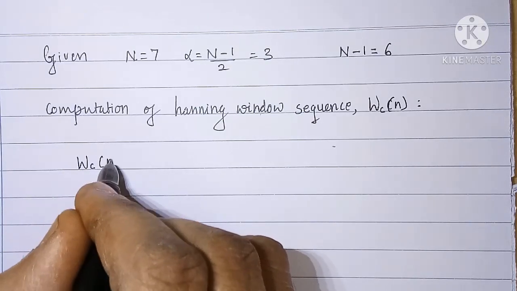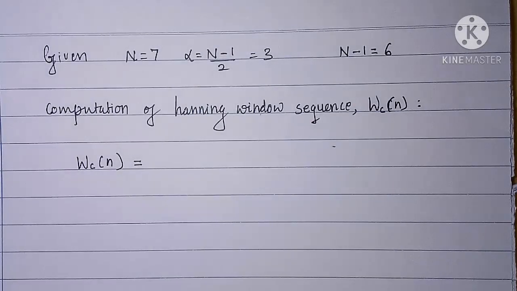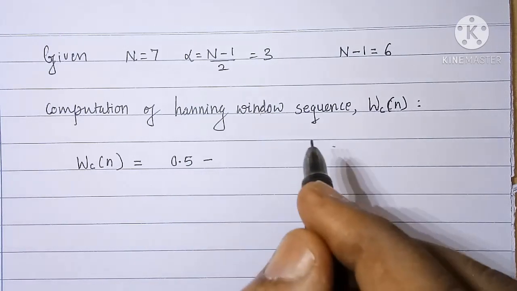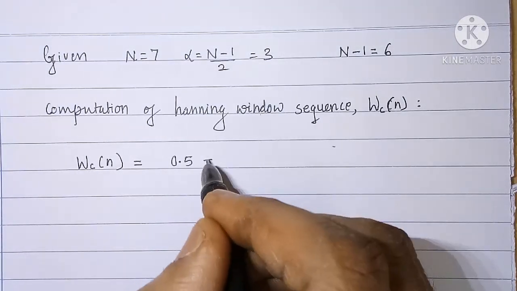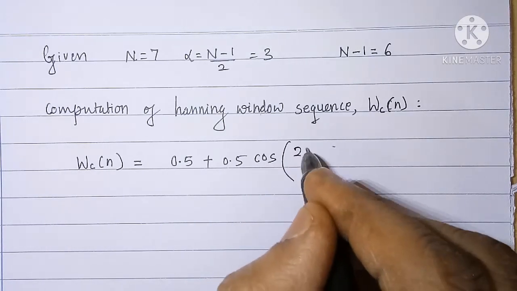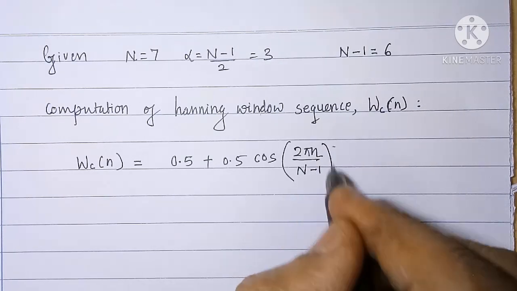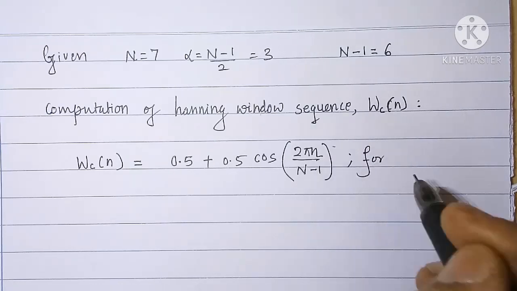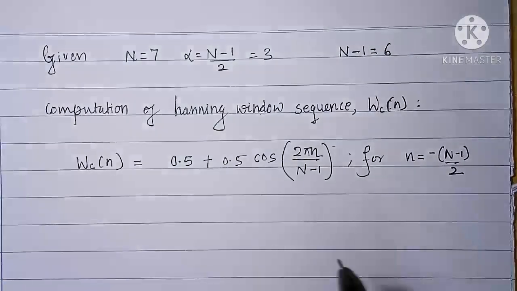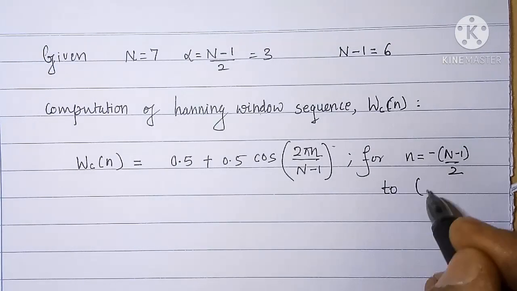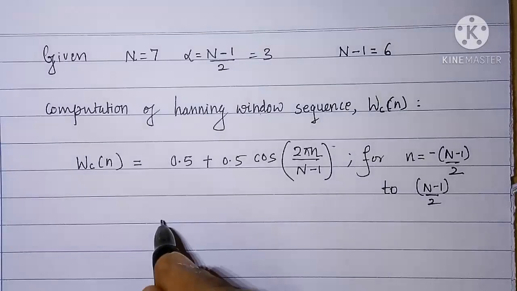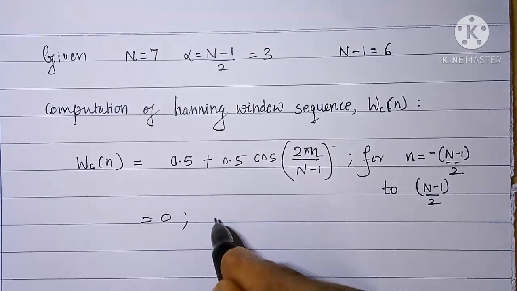We know WC of n is given by 0.5 plus 0.5 into cos of 2 pi n upon n minus 1, for n equal to minus of n minus 1 by 2 to plus n minus 1 by 2. Equal to 0 otherwise.